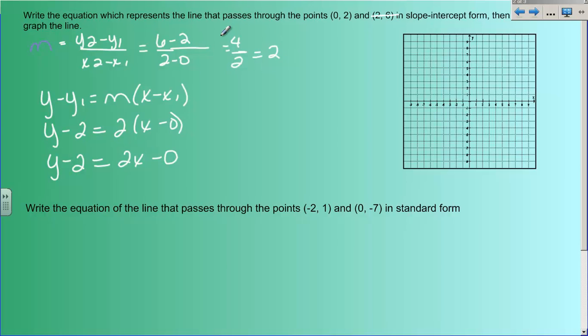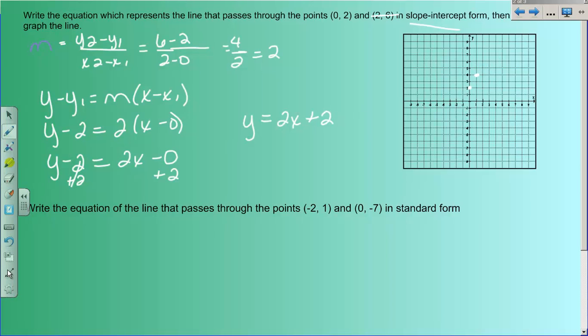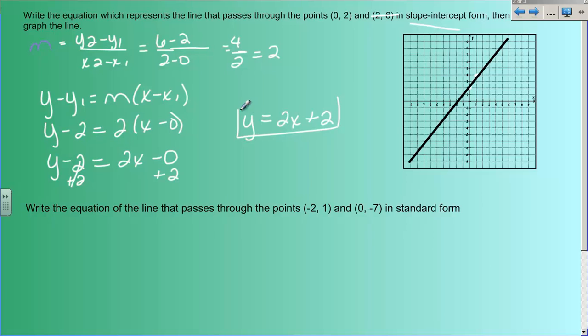And then it says slope-intercept form right here, which means I have to get y by itself. So I'm going to add 2 to both sides. And so the equation of my line is going to be y equals 2x plus 2. And then it asks me to graph it. So we're going to graph it. The y-intercept is 2, and so is the slope, which means from here I have to go up 2 and over 1. And plot my point, and then I just draw my line through those 2 points so that it is graphed. So there is the graph of that line along with the equation in slope-intercept form right there.